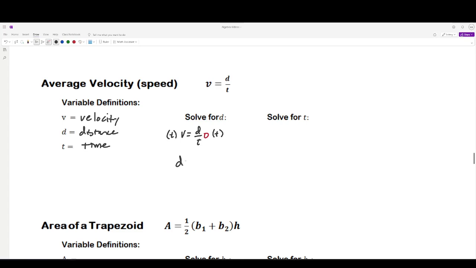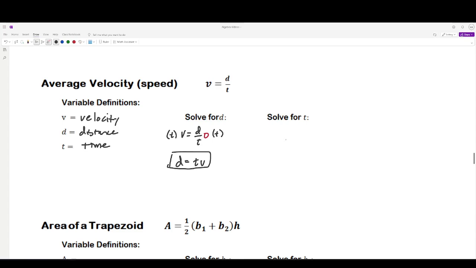So we have D equals, typically when we have multiple variables together like this, we put them in alphabetical order. So I would put TV. But if you put VT, it would be equivalent. But if we don't know what order to list variables in, we typically list them alphabetically.